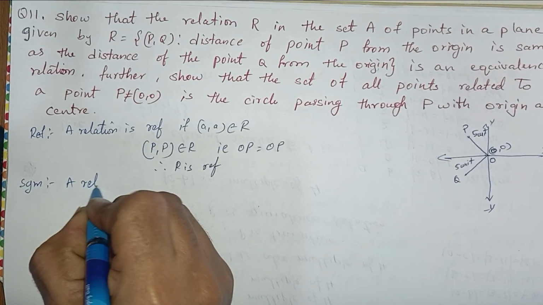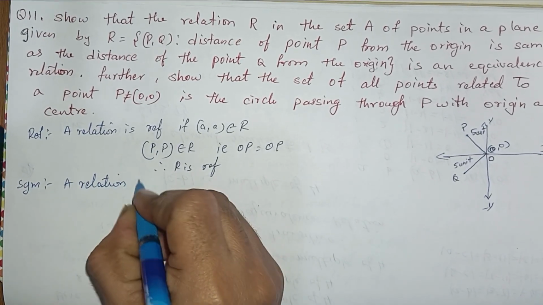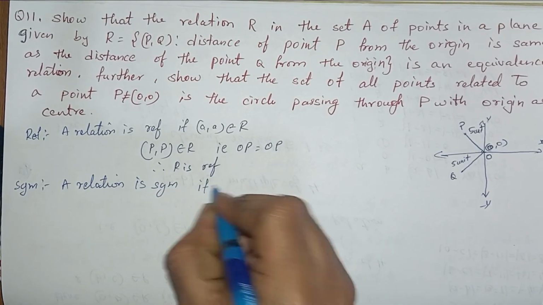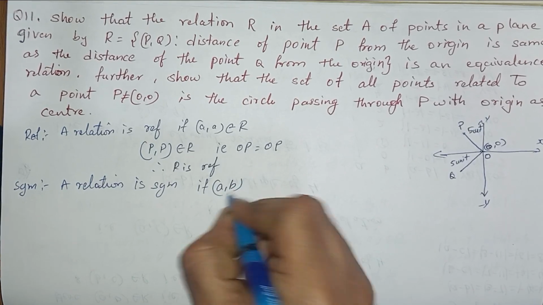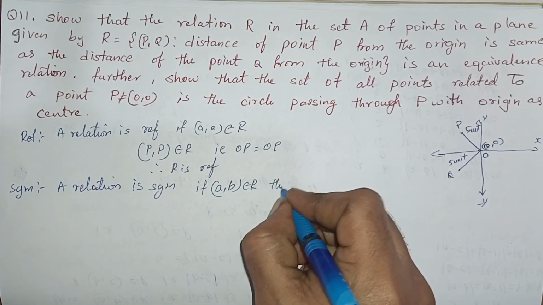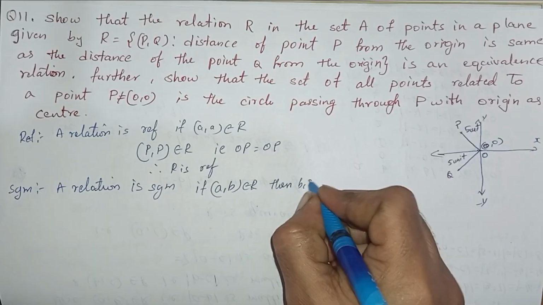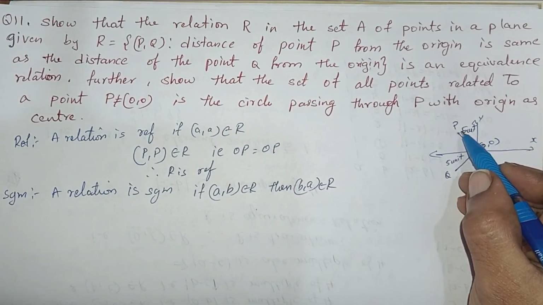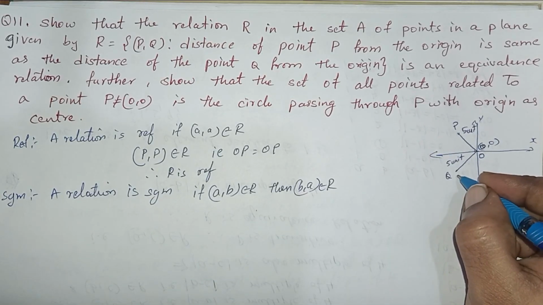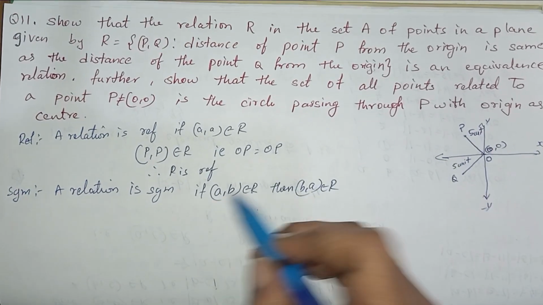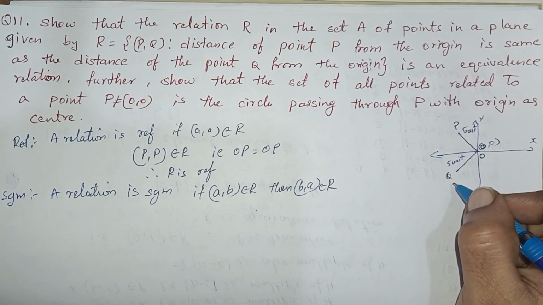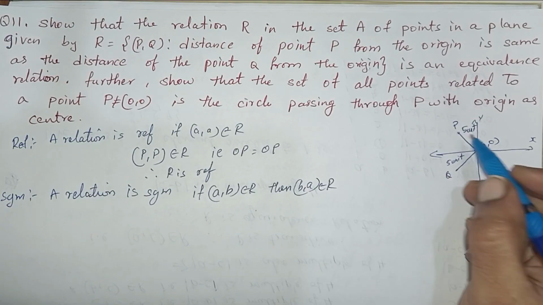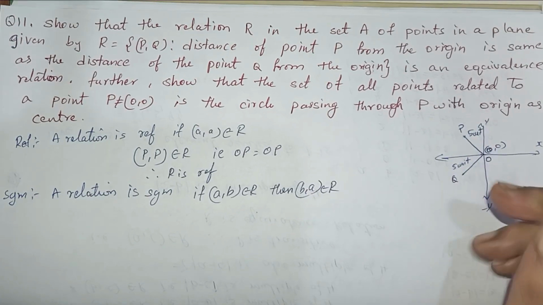A relation is symmetric if A comma B belongs to R, then B comma A should also belong to R. So here I will consider P comma O is equal to Q comma R. Here I am taking A as P comma O and B as Q comma R. So if P comma O is equal, then Q comma R is also equal to P comma O.